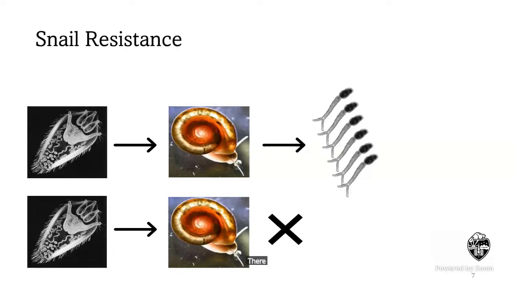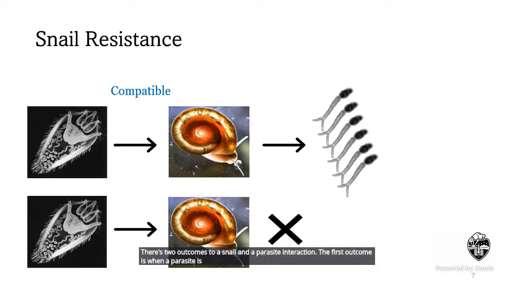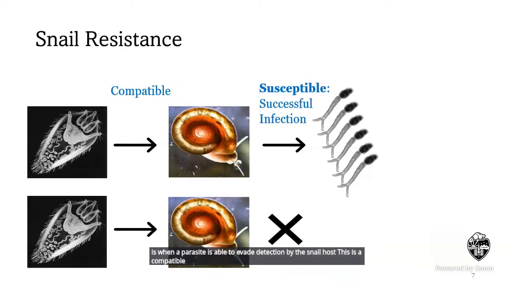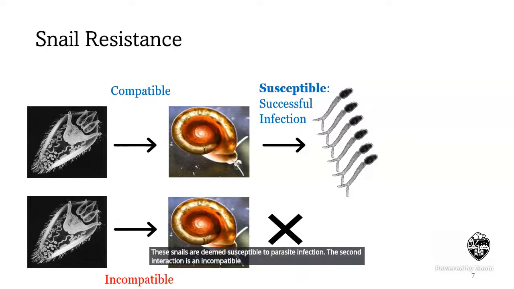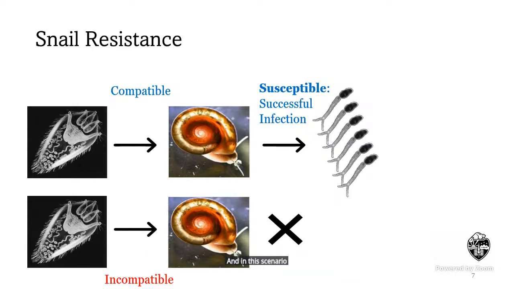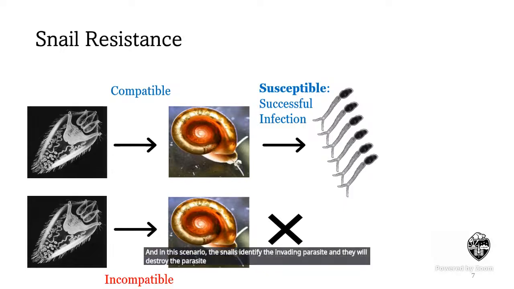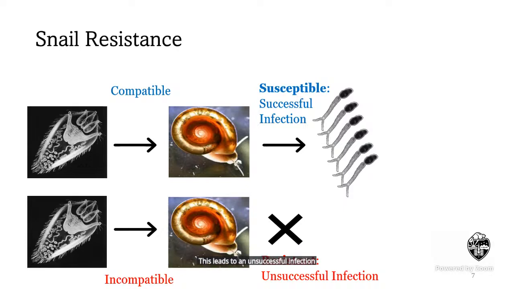There are 2 outcomes to a snail and parasite interaction. The first outcome is when a parasite is able to evade detection by the snail host. This is a compatible interaction, and it results in a successful infection. These snails are deemed susceptible to parasite infection. The second is an incompatible interaction. In this scenario, the snails identify the invading parasite and destroy it before it's able to mature. This leads to an unsuccessful infection, and these snails are resistant to parasite infection.